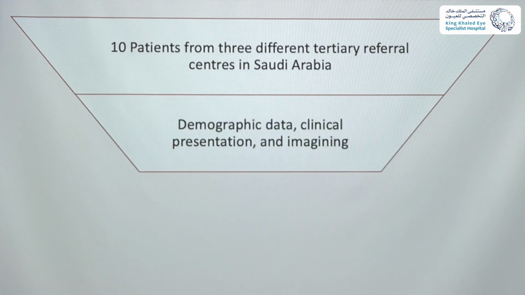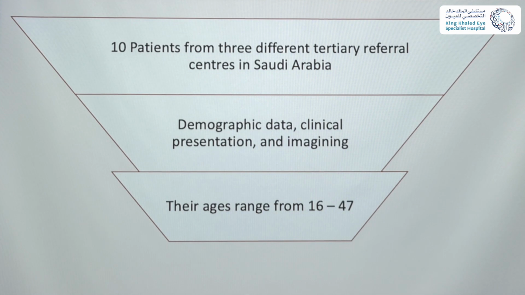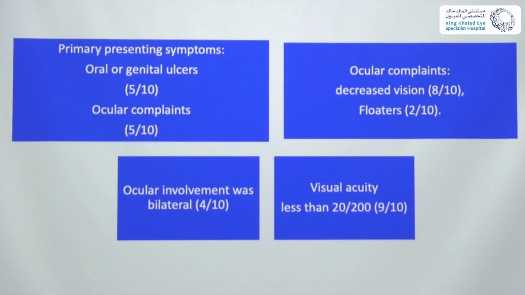They were evaluated according to demographic data, clinical presentation, and imaging. The age of the patients ranged from 16 to 47. Almost all of them were males. For the primary presenting symptoms, half of the patients presented with oral or genital ulcers, and the other half presented with an ocular complaint. For the ocular complaint, most of the patients presented with decreased vision, followed by floaters. The ocular involvement was bilateral in about 4 out of the 10 patients, and the presenting visual acuity was less than 20/200 in about 9 out of the 10 patients.